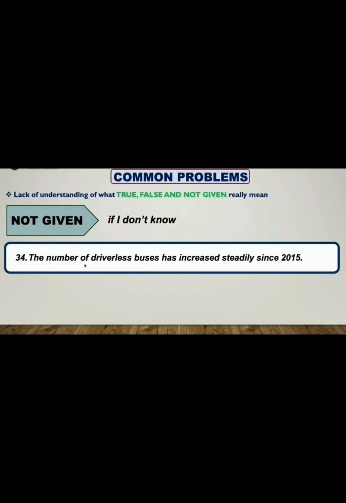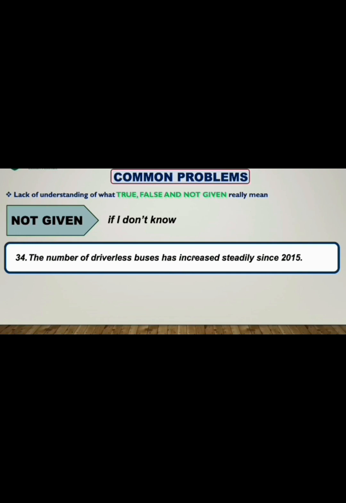It says the number of driverless buses has increased steadily since 2015. So what does this mean? It means that the number of driverless buses, they are numbers, that's the amount. If you talk about 1, 2, 3 numbers like that of driverless buses, it has increased steadily. It has steadily moved up since 2015. Now what can make this statement to be a not given?